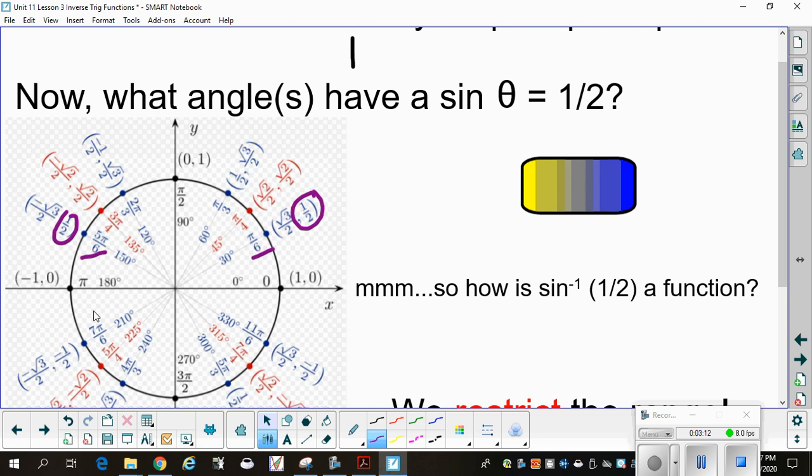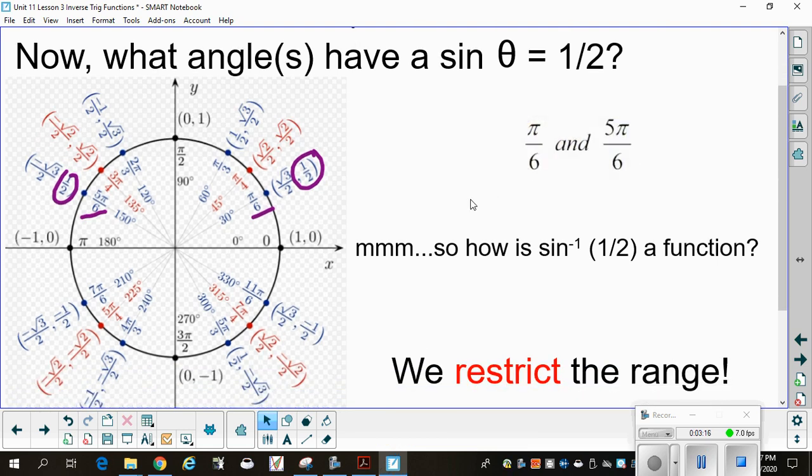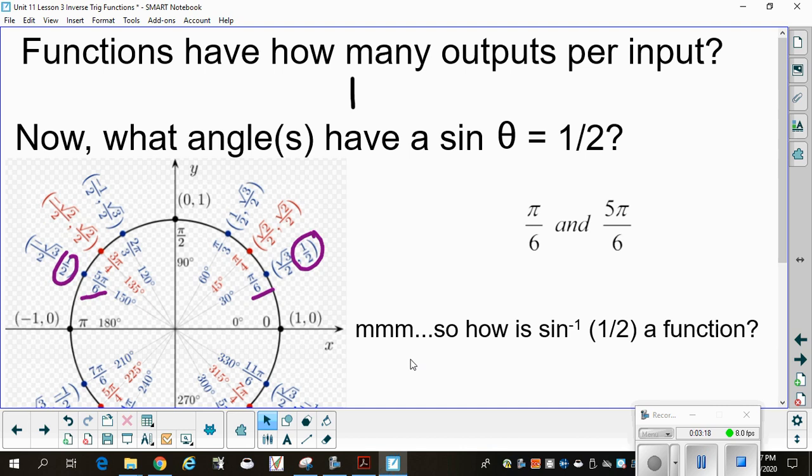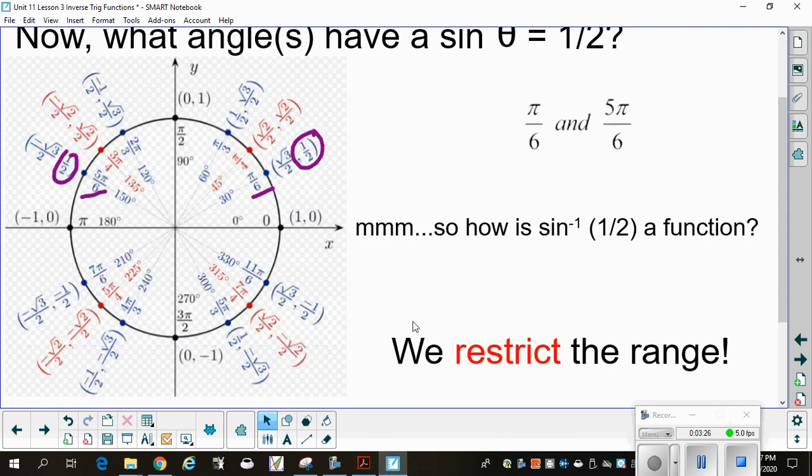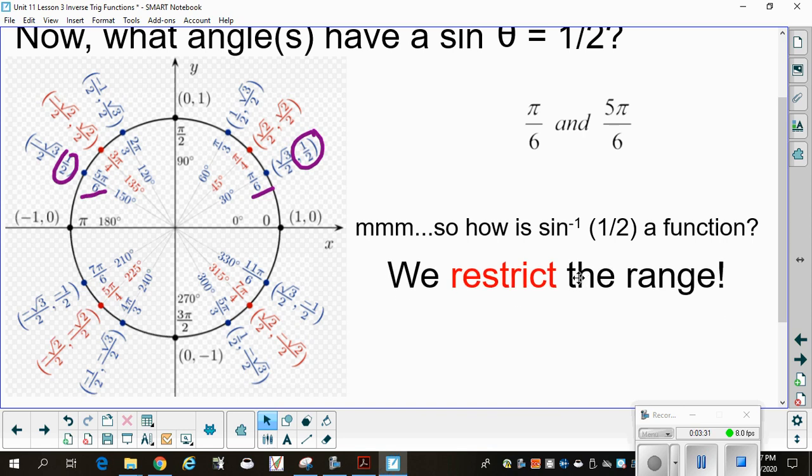Huh. And if I keep going around, I have -1/2, -1/2. I don't have any other halves. But I have pi over 6 and 5 pi over 6. So how in the world can the inverse sine of 1/2 be a function? Here's how. We restrict the range. We don't allow ourselves to be in this section.